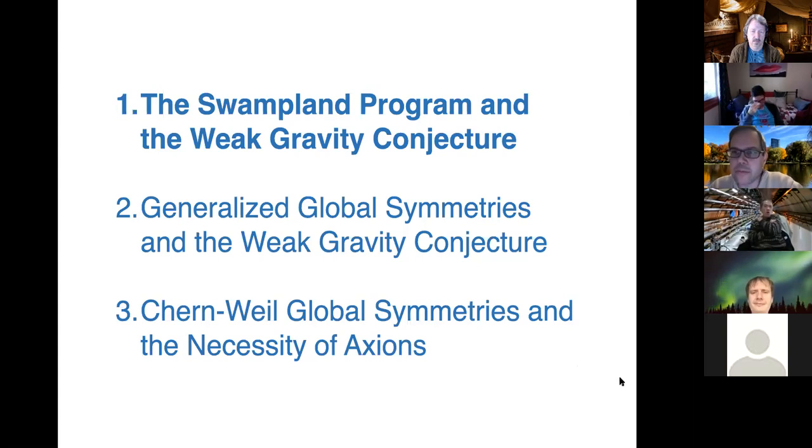So the concept of generalized global symmetries came from a paper by Gaiotto, Kapustin, Seiberg and Willett a few years ago. And I think this is a really powerful idea that we haven't completely understood all the uses of so far, but I want to sketch what their idea is and how it relates to some of the things I'll tell you about the weak gravity conjecture.